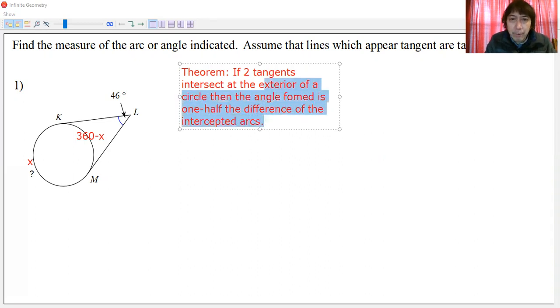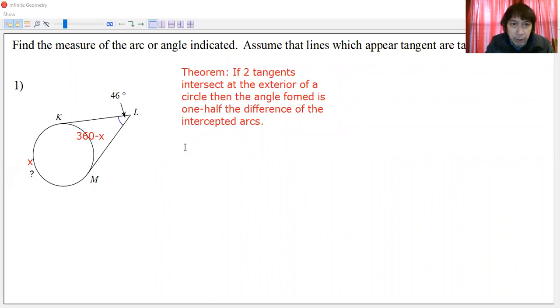We shall put this in the clipboard. Each time we encounter this, we can write the theorem. If two tangents intersect at the exterior of a circle, then the angle formed is 1/2 the difference of the intercepted arcs. So we can put the x in the major arc, and the minor arc is 360 minus x. Our working equation will be the bigger arc x.